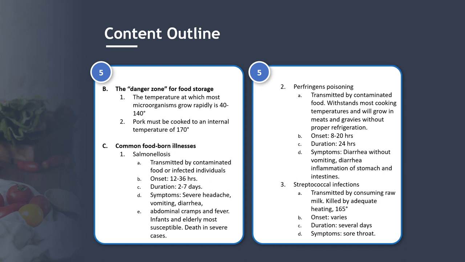2. Clostridium poisoning. Transmitted by contaminated food, it withstands most cooking temperatures and will grow in meats and gravies without proper refrigeration. Onset is 8 to 20 hours. Duration 24 hours. Symptoms: diarrhea without vomiting, and inflammation of the stomach and intestines.